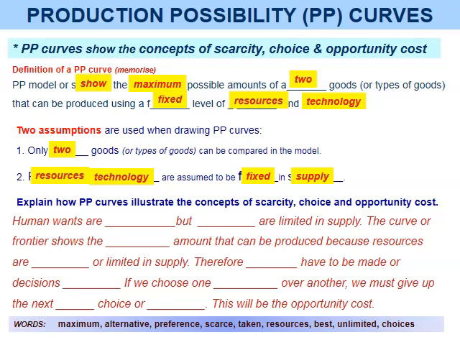This question here is answered below with the missing words to be placed in the gaps. As you complete that, you will have a model answer for this question: Explain how PP curves illustrate the concepts of scarcity, choice, and opportunity cost. So I'll leave you to do that.